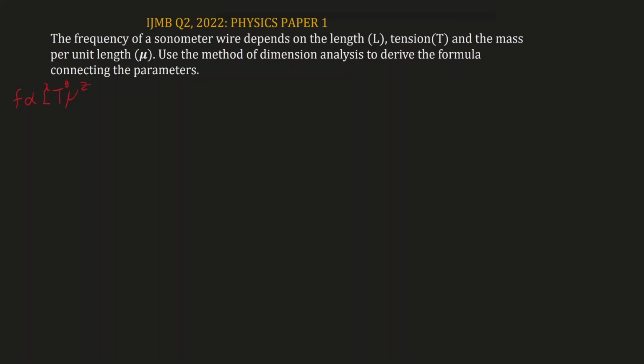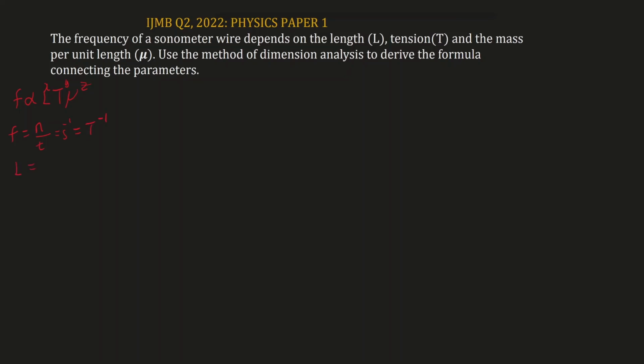We are to use dimensional analysis, so let's look for the dimension of each of the parameters. The dimension for frequency is going to equal T to the power of -1, because frequency is the number of oscillations per time. It's measured in per seconds. So its dimension is T to the power of -1.